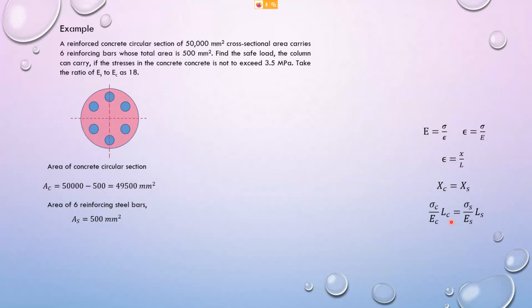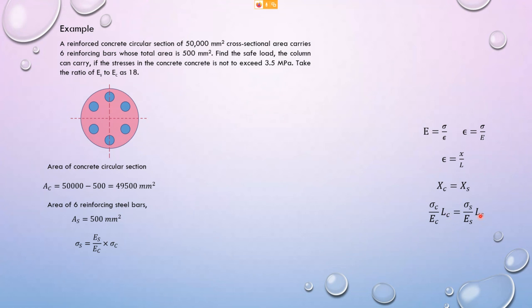If the length of the concrete is equal to the length of the steel, you will get an equation like this. Okay, sigma C over EC equals sigma S over ES. But the lengths are equal, so you can strike it off. Length LC, strike off with length LS. So remain sigma C over EC equals sigma S over ES. Usually their original lengths are the same. If the original lengths are not the same, that will be given in the question.